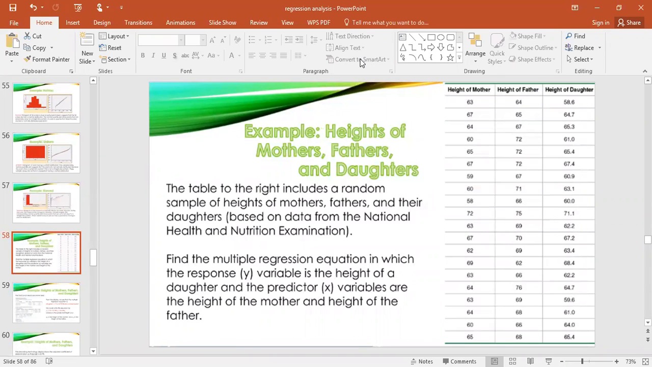Example: heights of mothers, fathers, and daughters. The table to the right includes a random sample of heights of mothers, fathers, and their daughters based on data from the National Health and Nutrition Examination. Find the multiple regression equation in which the response y variable is height of a daughter and the predictor x variables are the height of the mother and father.